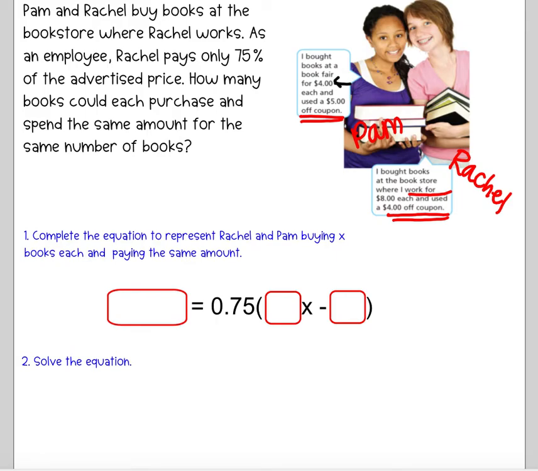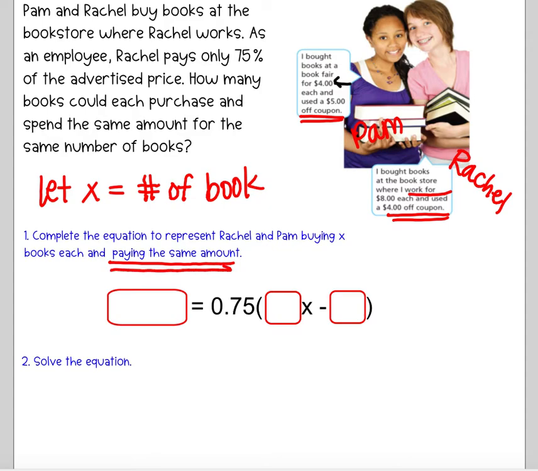Question number 1 says, complete the equation to represent Rachel and Pam buying x books. So we're going to let x equal the number of books. And they're going to pay the same amount. Let's read the question again. Pam and Rachel buy books at the bookstore where Rachel works. As an employee, Rachel pays only 75% of the advertised price. How many books could each person purchase and spend the same amount for the same number of books?